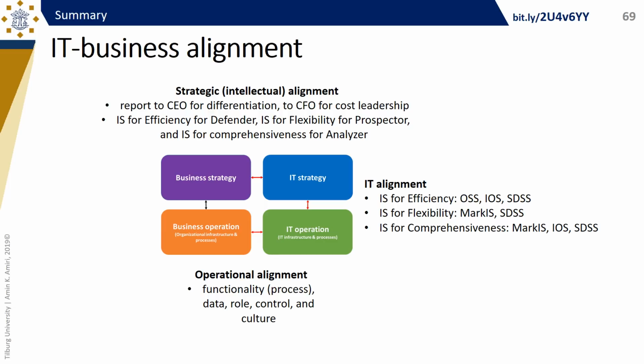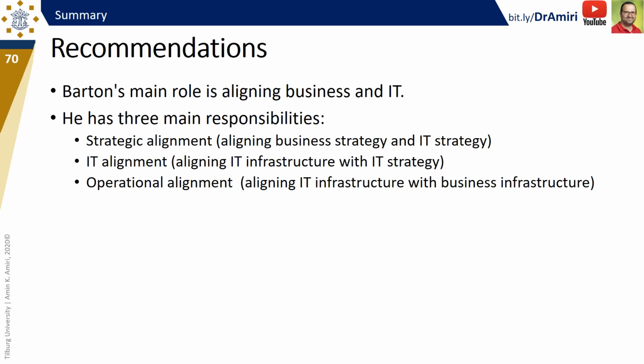Finally, we learned several dimensions of operational alignment: process misfit, data misfit, role misfit, control misfit, and cultural misfit. My recommendation to Jim Barton is to see his main role as aligning between business and IT, pushing the two circles of business smarts and IT smarts together, as mentioned in the textbook.